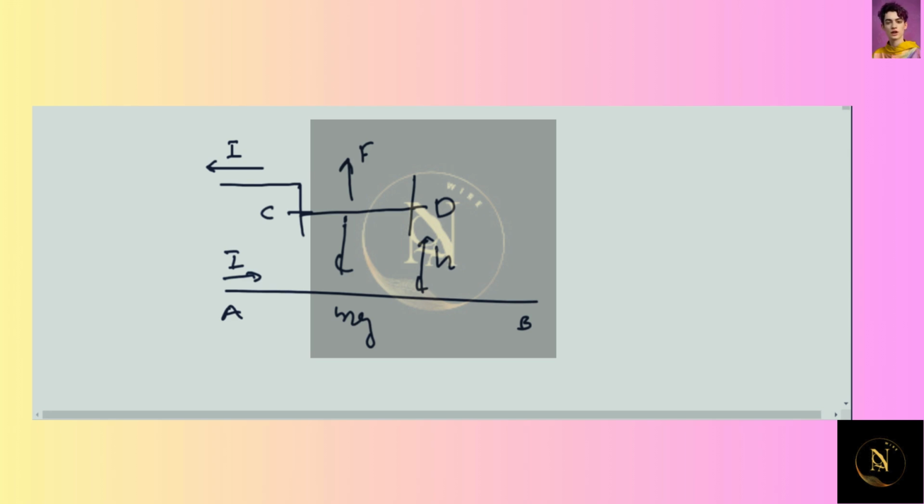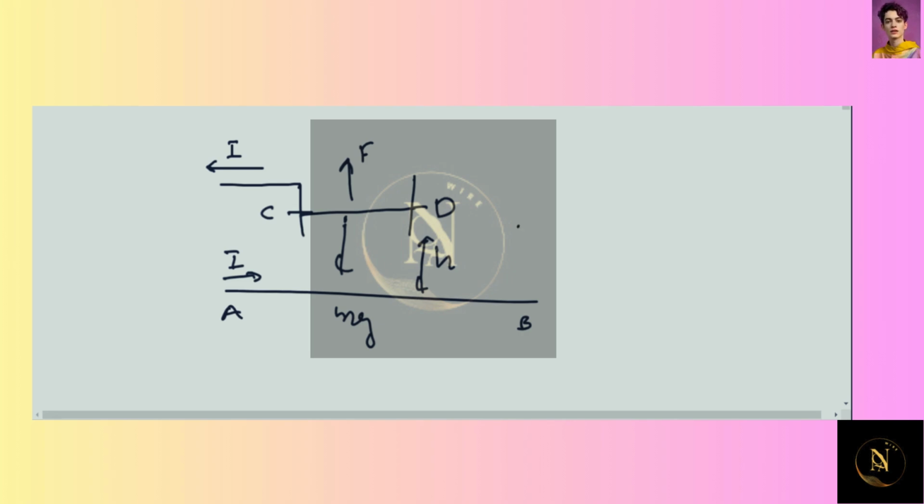We know that two parallel conductors carrying current in the same direction attract each other, and two parallel conductors carrying currents in opposite directions repel each other. Since the current in the two wires flows in opposite directions, the two wires repel each other. We need to find the equilibrium height H. Will the wire CD rise?